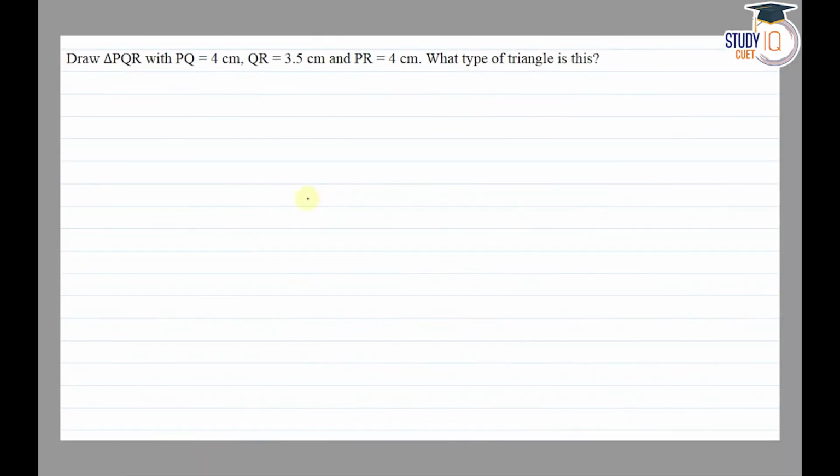Hello everyone. This question appears in the class 7th NCERT chapter of practical geometry. This is the third question of its exercise 10.2. So the question says: draw triangle PQR with PQ equal to 4 cm, QR equal to 3.5 cm and PR equal to 4 cm. What type of triangle is this?